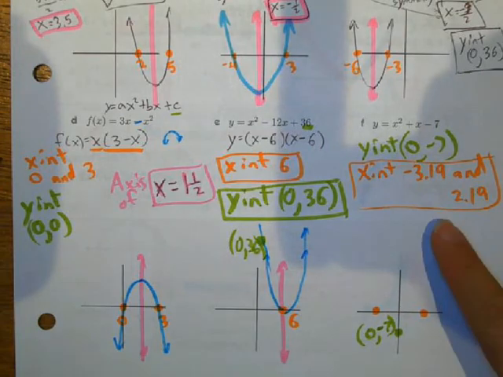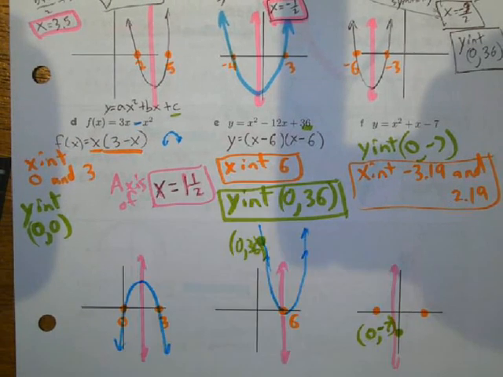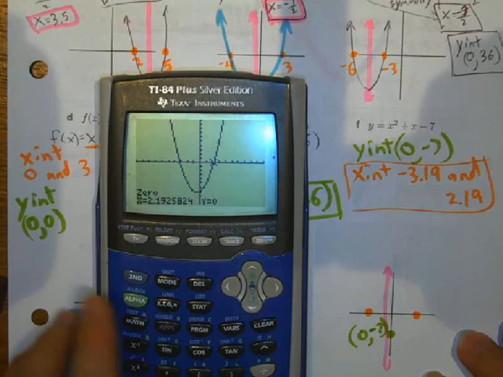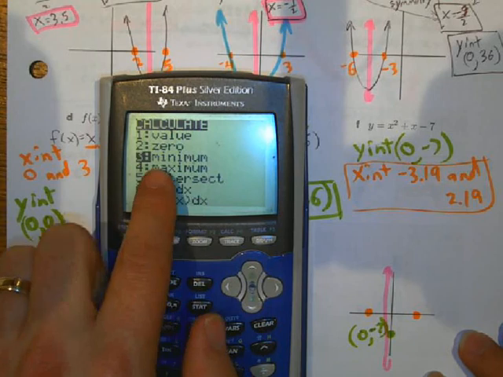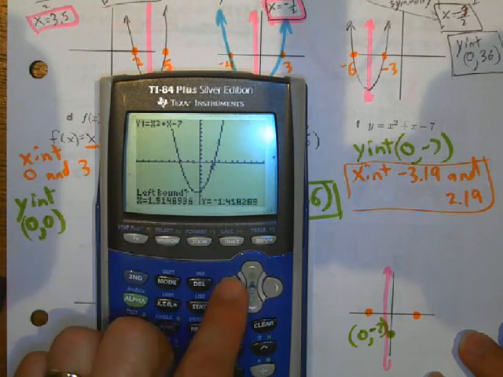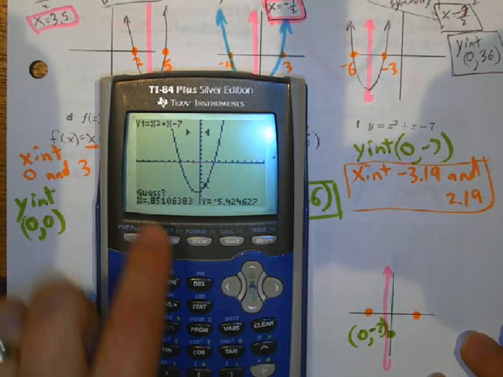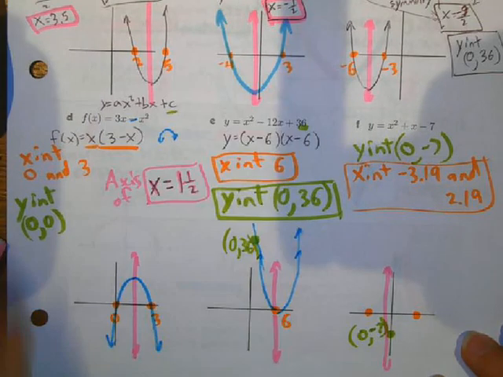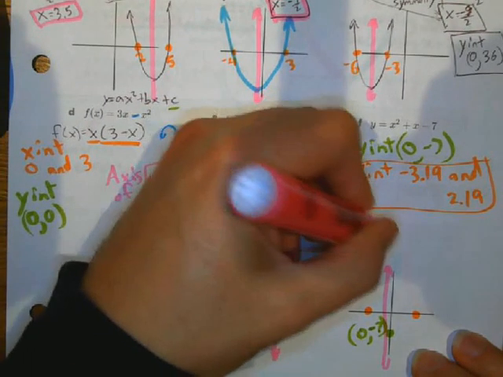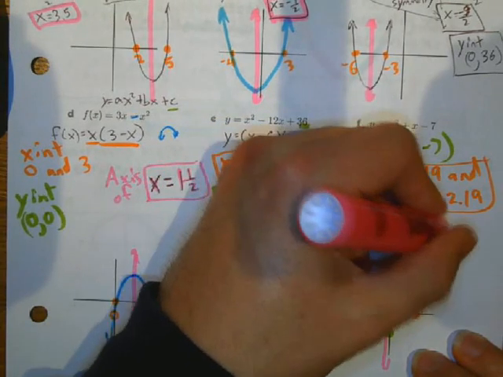And it looks like our axis of symmetry is over here somewhere. So the axis of symmetry is going to happen at that minimum value. So second trace, I want to find the minimum. So I go down to 3, I hit enter. I need to go to the left side of the minimum. Okay, there, I hit enter. I go to the right side of the minimum. I hit enter. It says guess, I hit enter. And my minimum is negative 0.5. So the axis of symmetry is x equals negative 0.5.